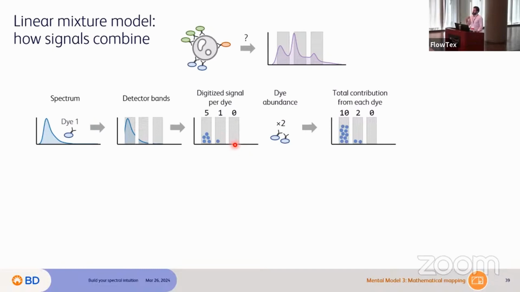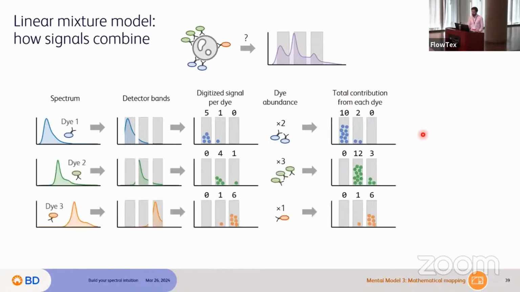If I want to know how much signal I would see from 2 of these blue molecules, all I'm going to do is take that signal per dye, multiply it by the number of blue molecules that I have, and that's going to give me the total contribution from that dye. I can go through and do the same process for each of my other colors. I won't walk through all of it for the sake of time, but you can trust me that these numbers are all real for this toy example.